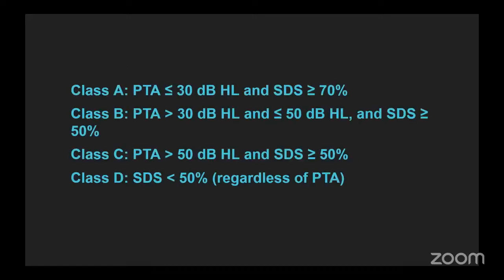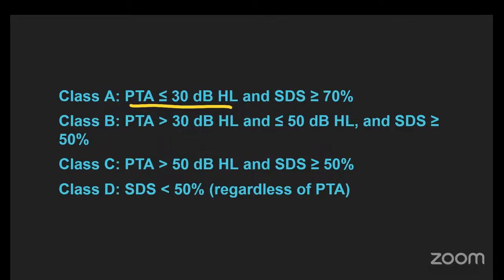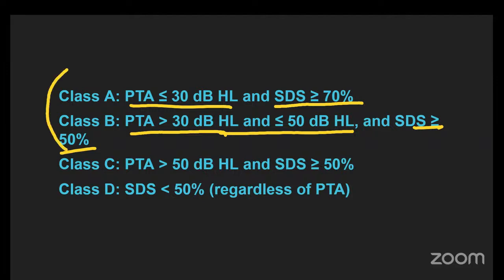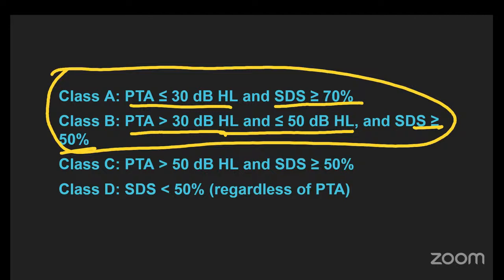Then we have the AAO-HNS classification. It's very similar, but there are 4 classes instead of 5. Class A is a loss of less than 30 decibels, and speech discrimination stays more than or equal to 70%. Class B is a loss of more than 30 decibels, with speech discrimination more than 50%. This loss stays between 30 and 50 decibels. This is the serviceable group, or the salvageable group, where the hearing is salvageable.